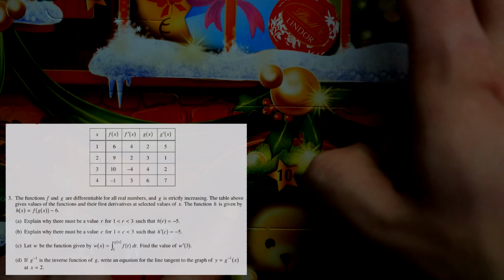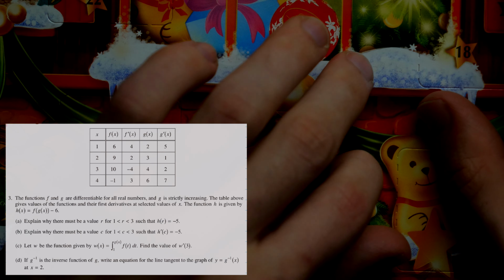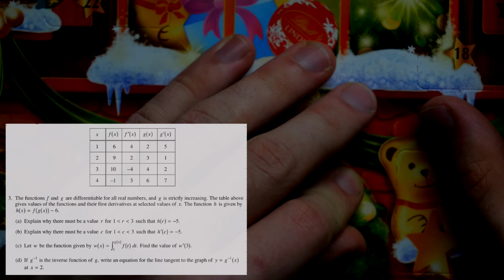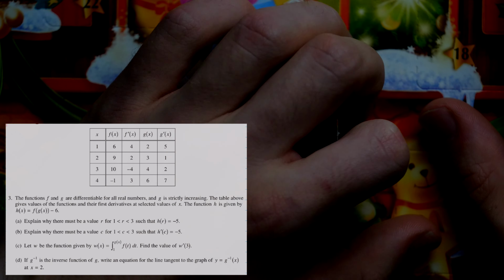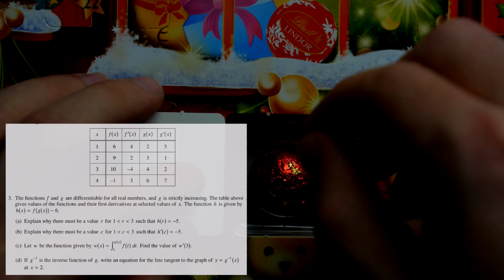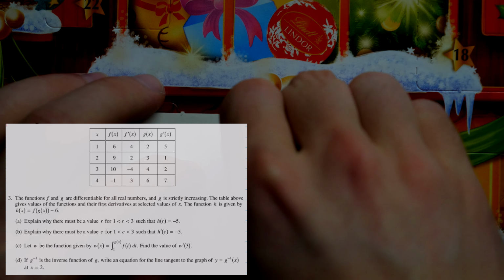Let me put today's free response question on screen for you now. You'll see that today we have to deal with an unsightly table and some integrals, and I think we even get to deal with an inverse function today, so it should be pretty fun.